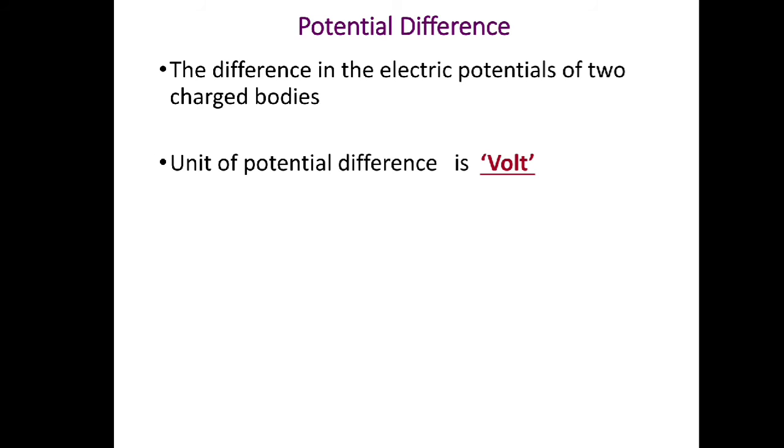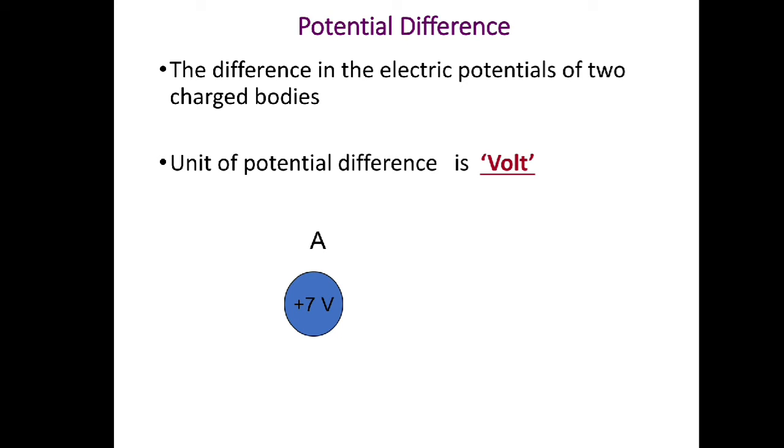So then what is potential difference? The difference in the electric potentials of two charged bodies. Suppose an uncharged body has some potential N and another charged body has M. So N minus M gives the potential difference. The unit of potential difference is volt.